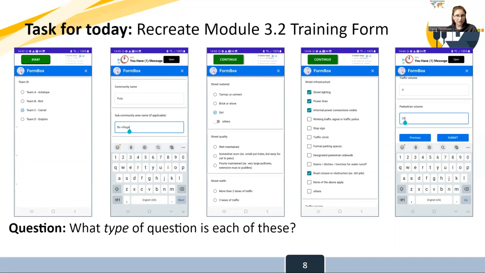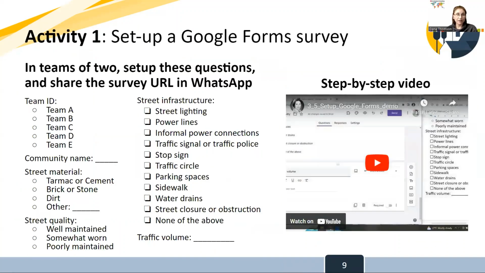So for each of these screenshots, there's one type of question that's being displayed. And so ask the people in the class, what type of question is displayed on each of these screens, and see if they can get it. And we've got the answers here below. Okay, so there's 3 activities, and the very first activity is to set up a Google Form survey.